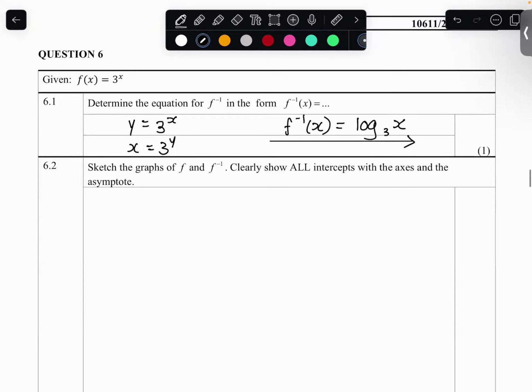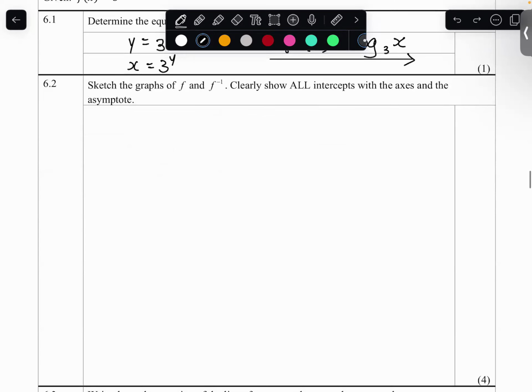Okay, and make sure to give it in this form if they ask for it in that form. Sometimes they say in the form y is equal to. Then you have to give it in y form. Sketch the graphs of f and its inverse, clearly showing all intercepts with the axes. Simple enough.